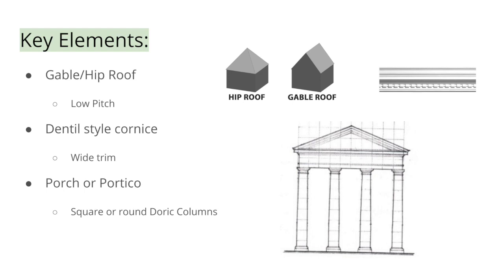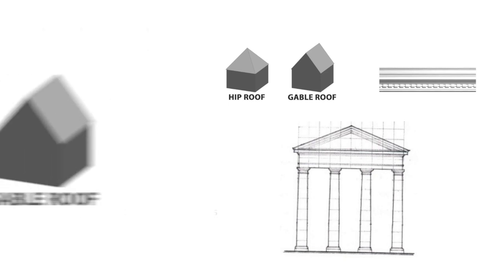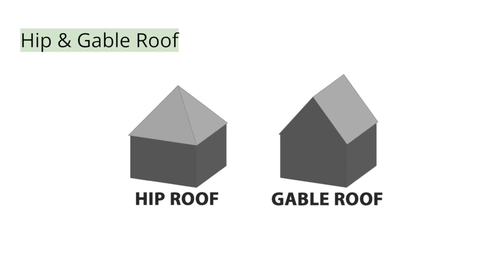Some key elements of the American Greek Revival style are its gable and hip roof, a dentil-style cornice, and the porch or portico. Here you can see the hip and gable roof, which can be identified by their low pitches. The roof, which faced the street, was meant to resemble a traditional Greek temple that the architects were very influenced by.